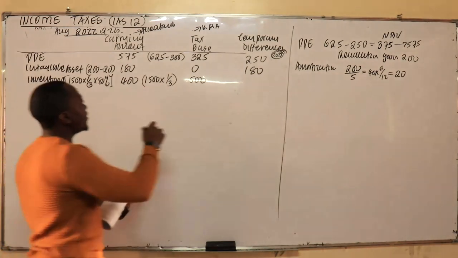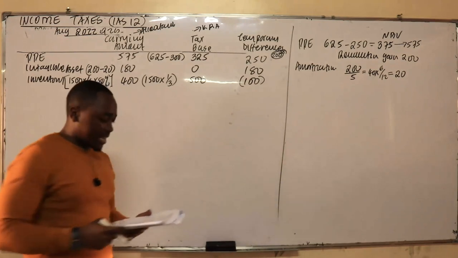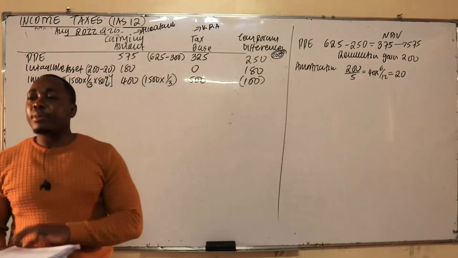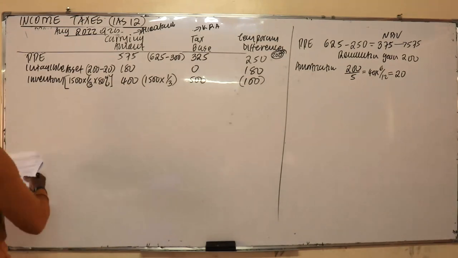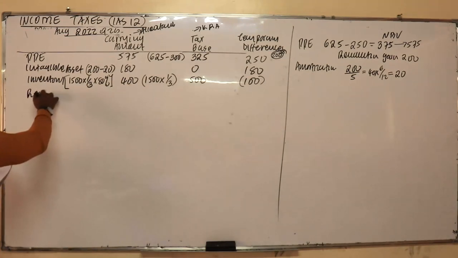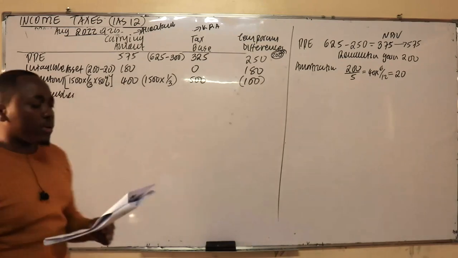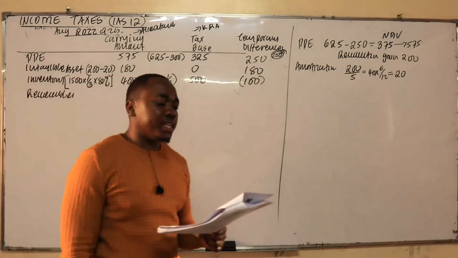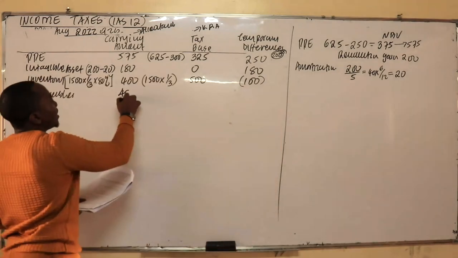Give me the temporary difference. 100, which is? Negative. Higher, number four. At least you're able to interpret that one correctly. Receivables. Trade receivable were carried in the consolidated statement of financial position at 480. That's the carrying amount.